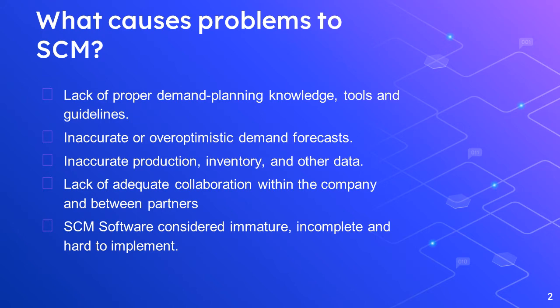So the fifth problem would be SCM software considered immature, incomplete, and hard to implement. So in today's supply chains, technology has become a critical part in SCM. So we now have software for planning activities such as demand management, inventory management, software for tracking and optimizing inventory levels. So logistics management software and transport management systems for managing the transports of goods, especially for global supply chains and tracking. And then we also have warehouse management systems for activities related to warehouse operations.